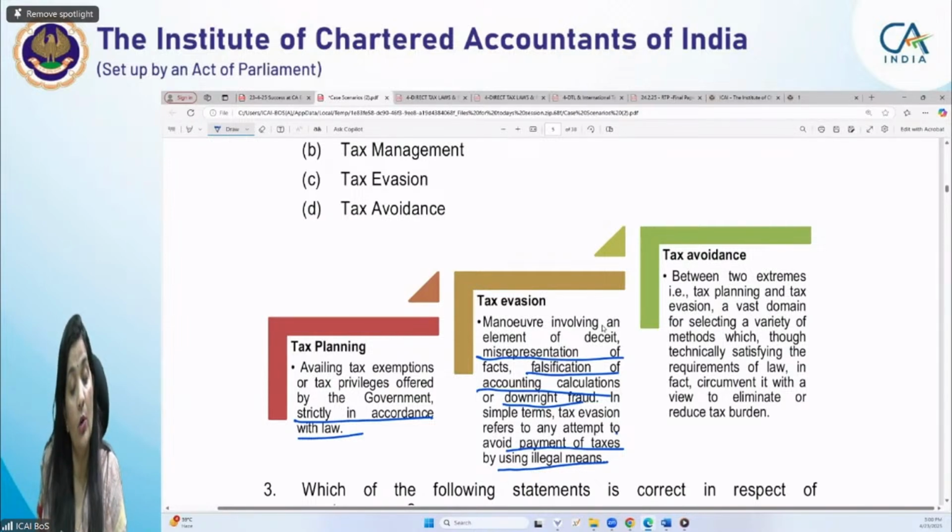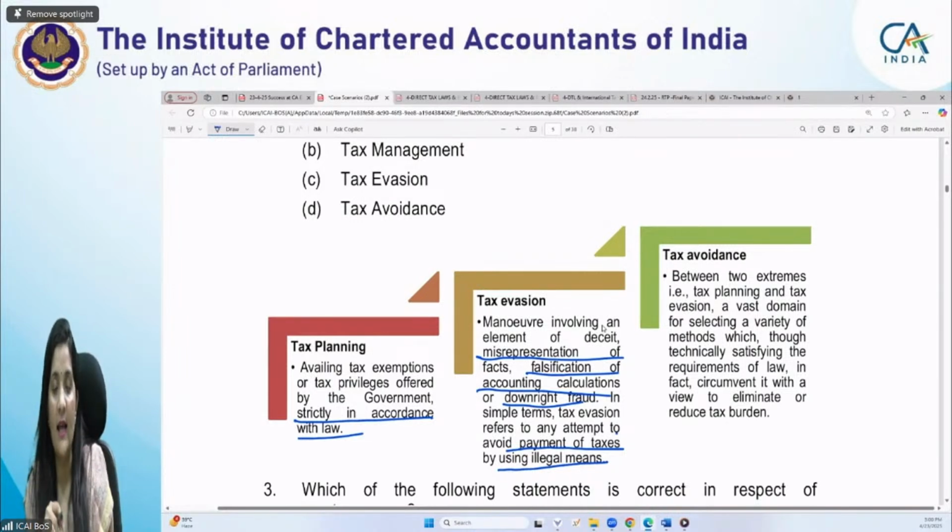But if you are manipulating the facts, misrepresenting the facts, falsifying the facts, accounting calculation, doing the fraud, it would be tax evasion. These words should appear in your answer sheet. Okay, then only you will fetch the full marks. Otherwise, if you only write tax evasion or tax planning, you will not get more than half marks. You have to write it or underline it.